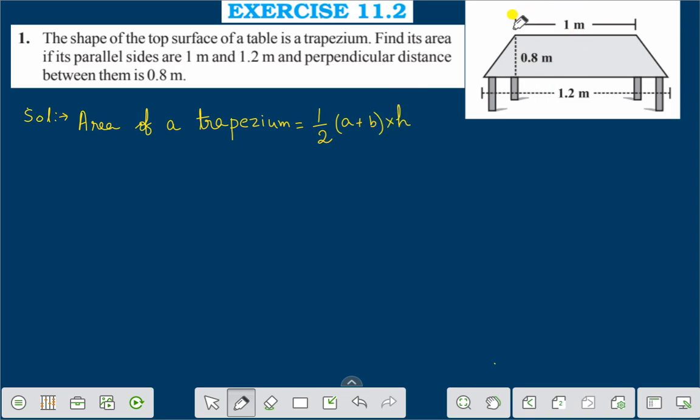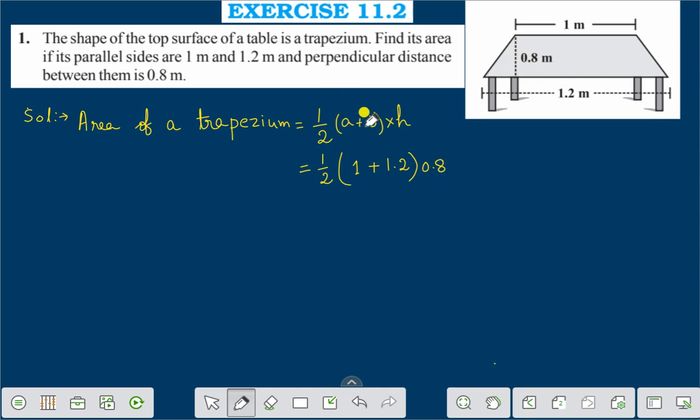Right, here you see, one parallel side is 1 meter, another is 1.2 meter, and height is 0.8 meter. Therefore, the value of a is 1 meter, the value of b is 1.2 meter, and the value of h, that is height, is 0.8 meter.